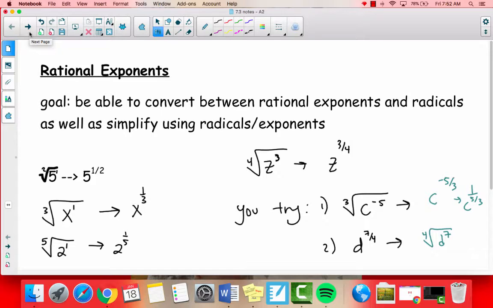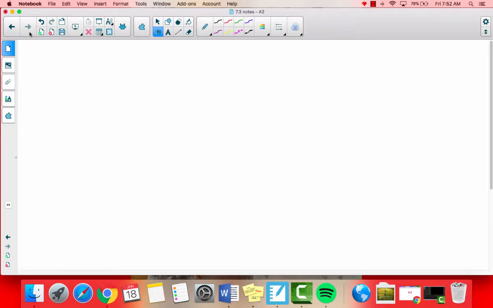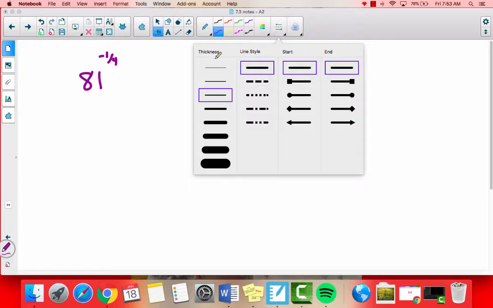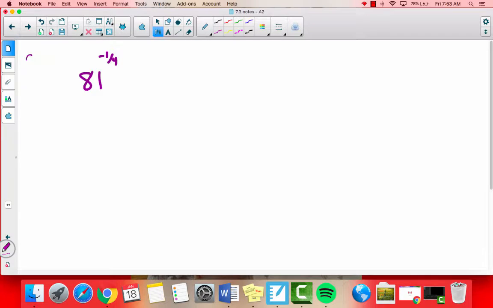Now we're going to use these concepts to simplify more complex radicals. So let's go through a couple examples here. Now let's try the first one. If I've got 81 to the -1/4, we're going to go ahead and work on simplifying. That might be what your directions say. So the first thing that you could pay attention to is that there's a negative exponent. So remember, negative exponents are going to go to the denominator. So we'd have 1 over 81 to the +1/4.